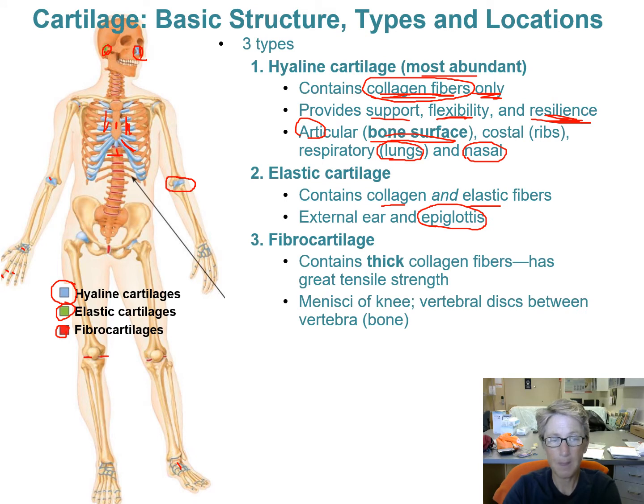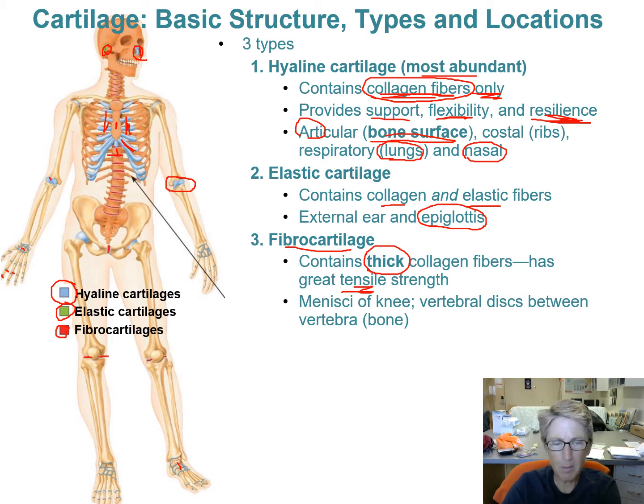And then the third type of cartilage is called fibrocartilage, and fibrocartilage contains really thick collagen fibers. It has great tensile strength. Tensile strength just means it has the ability to resist being pulled apart. So if you tried to pull that cartilage apart, it would be hard to do because that cartilage has great tensile strength.